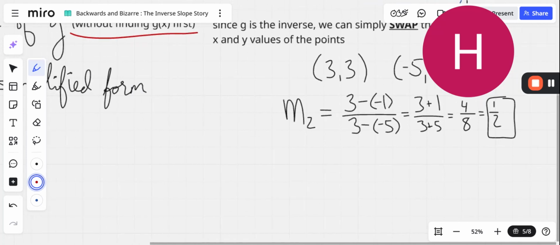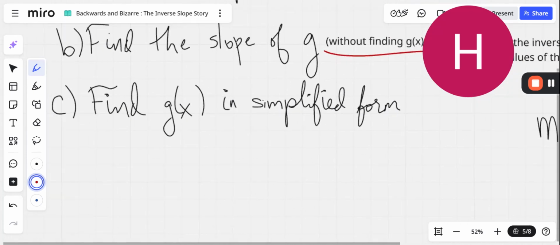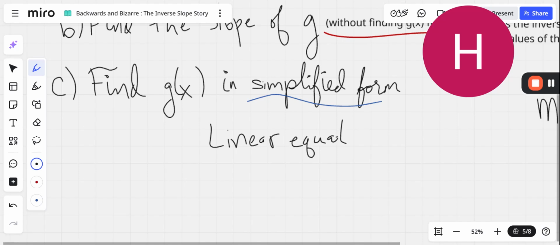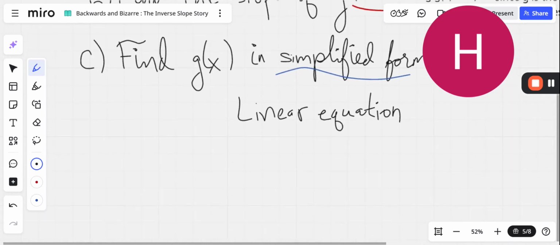Okay, and the last part of this is to find g of x in simplified form. So this comes down to being able to write a linear equation. And we do have a point. We have 2 points to work with, actually, for g of x, and we have the slope. So we could use the point-slope format.